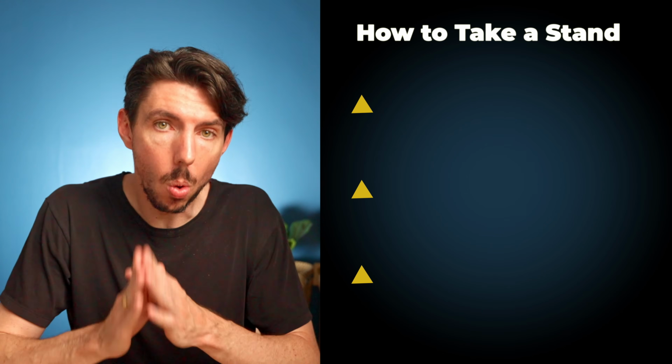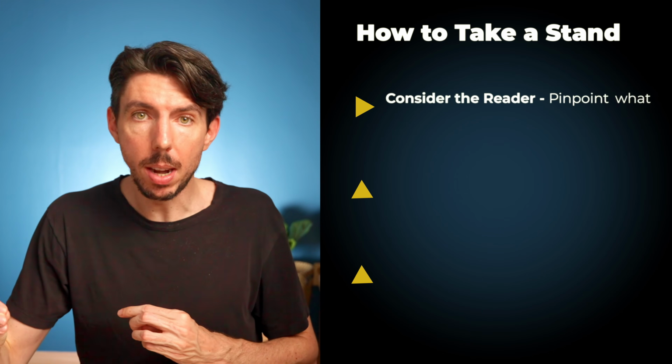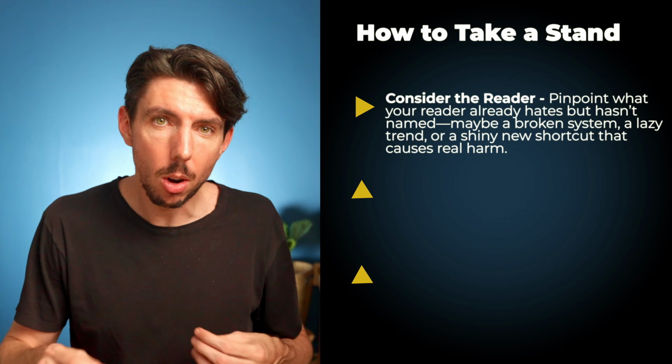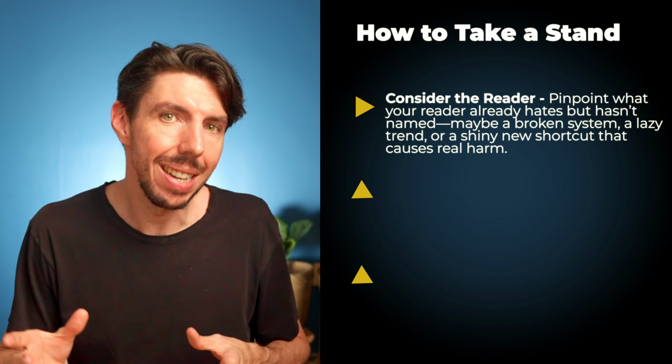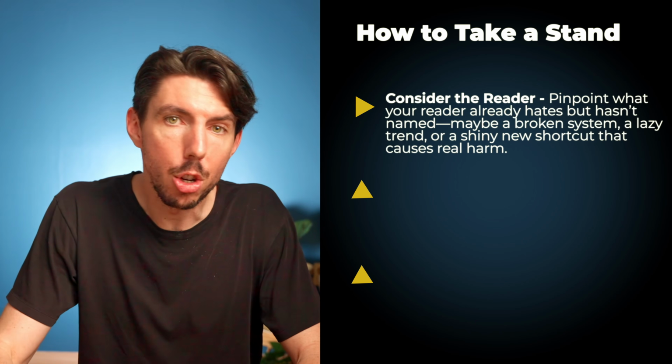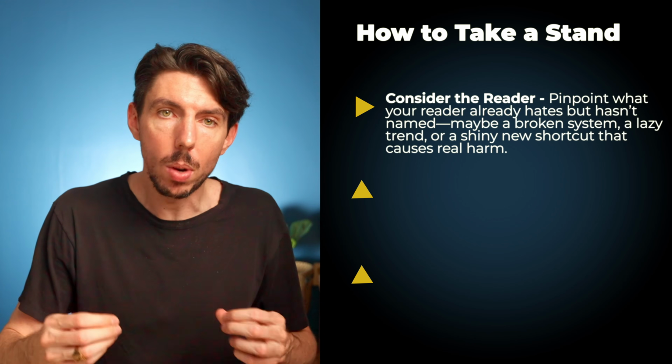Now, most experts default to logic and nuance, but identity and trust run on emotion. So when you have a clear enemy, it clarifies what you stand for and starts to tap into that pathos and ethos at the same time. So here's how to take your stand. 1, think about your reader, that specific reader we identified earlier, and think about what that reader already hates, but maybe hasn't named. Maybe it's a broken system, some lazy trend, or a shiny new shortcut that causes real harm.